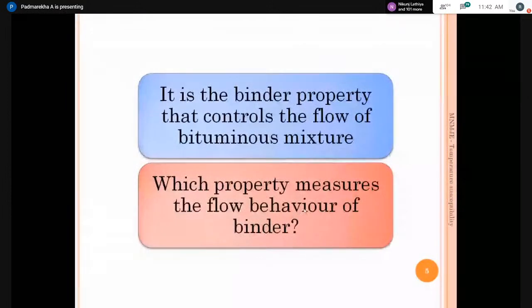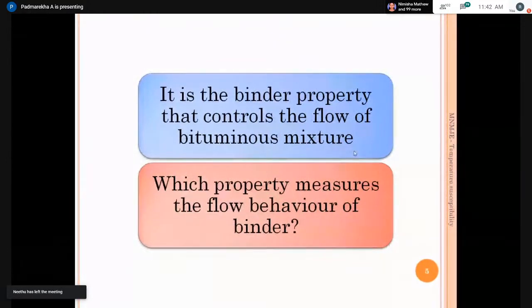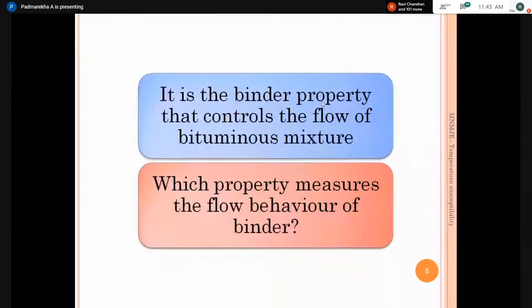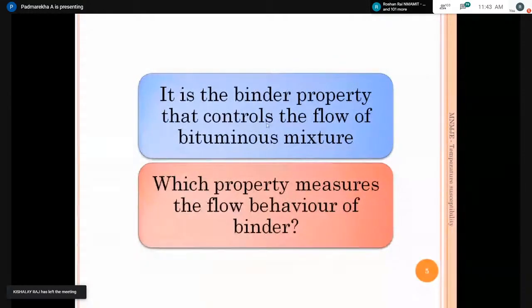So now we were talking about the pavement conditions, like mixing of aggregate with a bitumen. Why do we say that bitumen alone, as a flow property, is a binder property that controls the flow of an entire bituminous mixture? So we talk only about the temperature sensitive characteristics of a binder here. You have to keep in mind that we are not talking about the mixture property. It is a binder property that controls the flow of a bituminous mixture. So that's why we talk here about only the temperature sensitive characteristics of the binder.